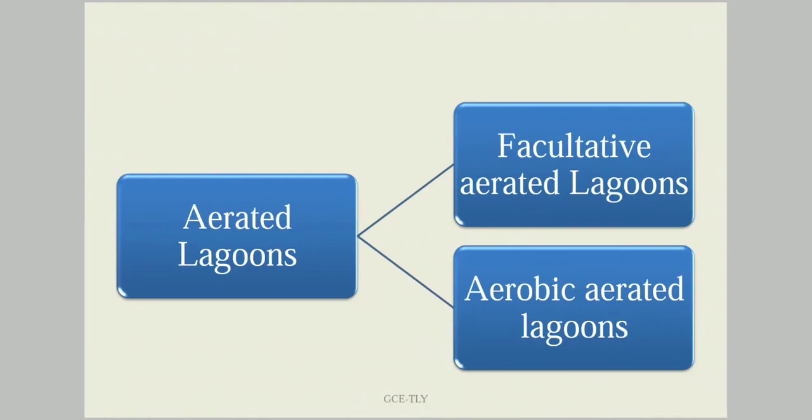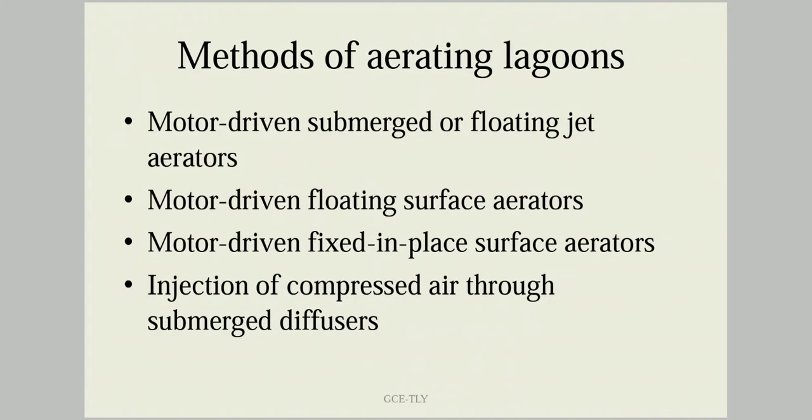So these aerated lagoons can be classified into two types. One is the facultative aerated lagoon, and the other is the aerobic aerated lagoon. In facultative aerated lagoons, both aerobic and anaerobic processes take place together in a single pond, while in an aerobic aerated pond only the aerobic process takes place.